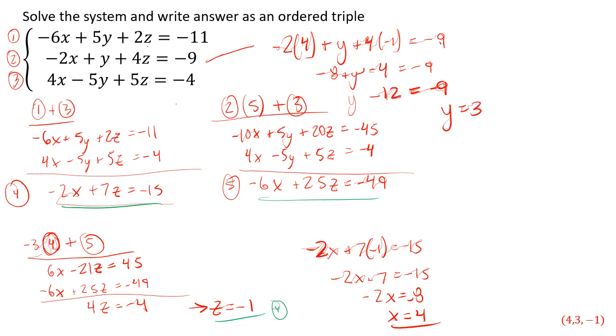Now we can write this as an ordered triple xyz, and we'll talk a little bit more about why this is. But if we write it as an ordered triple xyz, x was 4, y was 3, and z was negative 1, so we'd be done with that one.